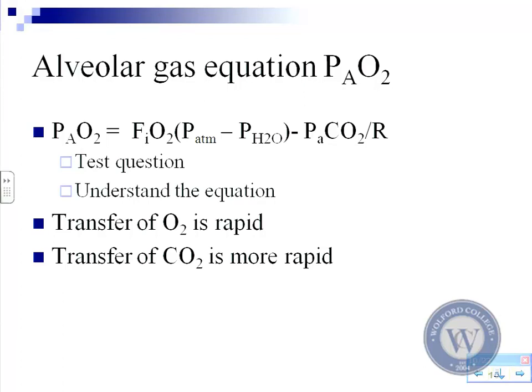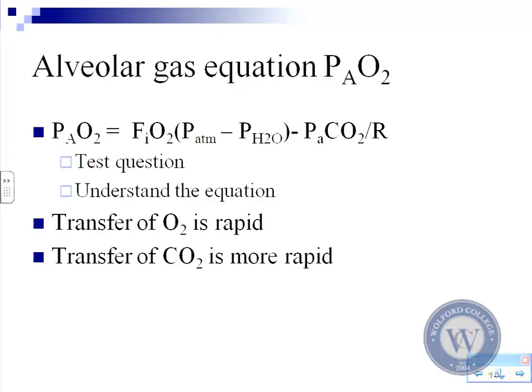Okay? So here's how it works. P atmospheric, in this case, was 760. Water vapor pressure is 47. Okay, so that's 713. Times 0.21, which is FiO2, in this case at room air. So we're down to 150. Minus the PaCO2, which is 40, which is the arterial CO2, over R, which is 0.8 in this case, which is going to give you a total number of 50. So you're going to get the big AO2 is going to be 100. That's at sea level, and at FiO2 of 21%.